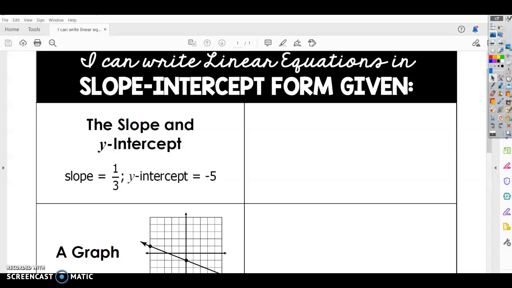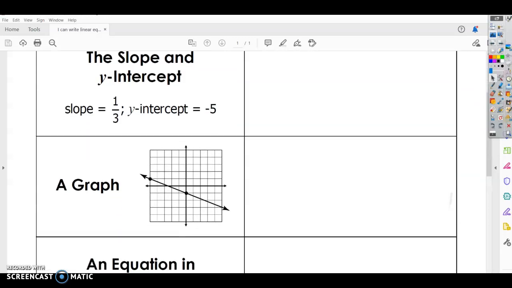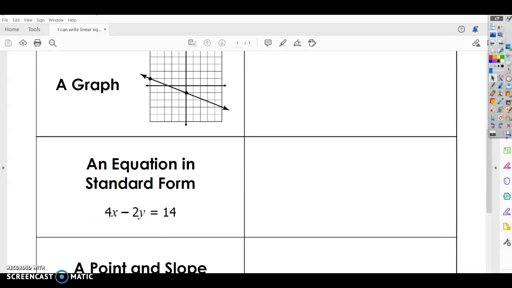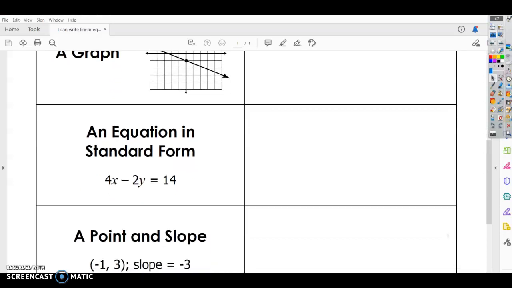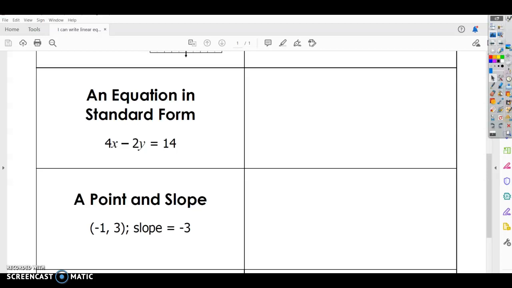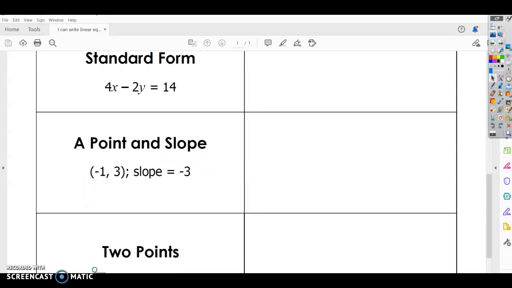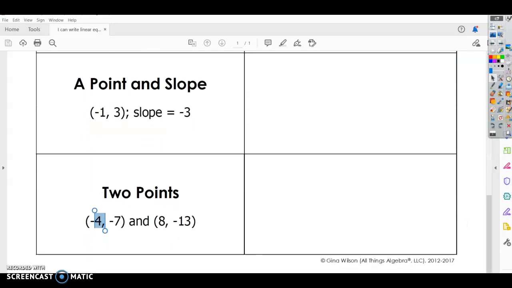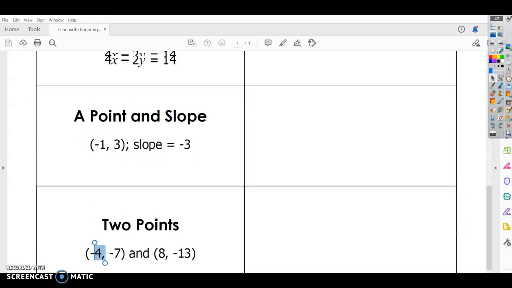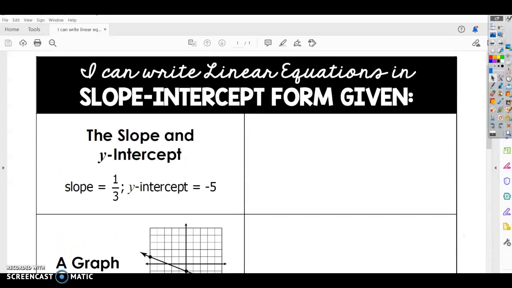Alright guys, today we're going to review a little bit and talk about all the different ways that you can use to write an equation in slope-intercept form. So this is what we're going to talk about. We're going to talk about slope-intercept form given the slope and the y-intercept. We're going to do an equation given a graph. We're going to look at slope-intercept form from standard form, and we're going to look at changing it from point slope form, or given a point and a slope, put in point slope form and go into slope intercept, and then given 2 points.